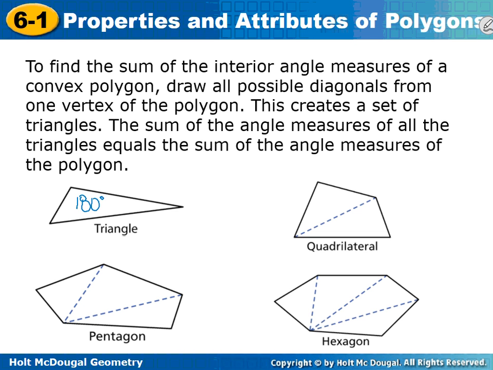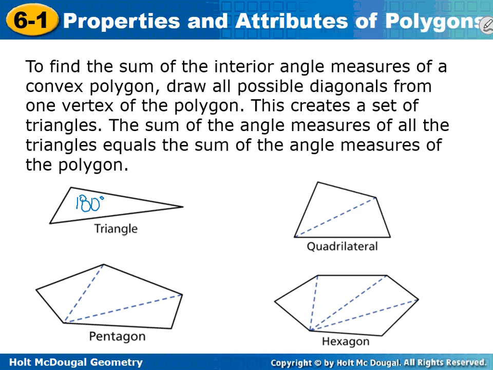Okay, so everybody agree, 180 degrees if I had all the angles in a triangle. All right, so what they're going to do is they're going to help us investigate a formula if I want to find the sum of all the angles in a quadrilateral, or maybe a dodecagon, or maybe a 1,000-sided figure. What if I want to know all the angles added together in a 1,000-sided figure?